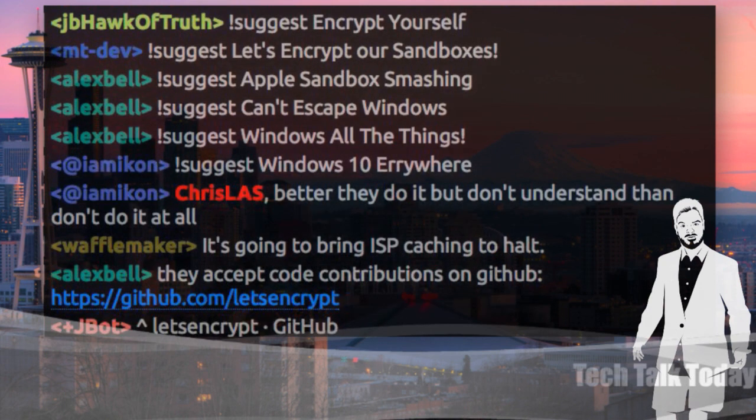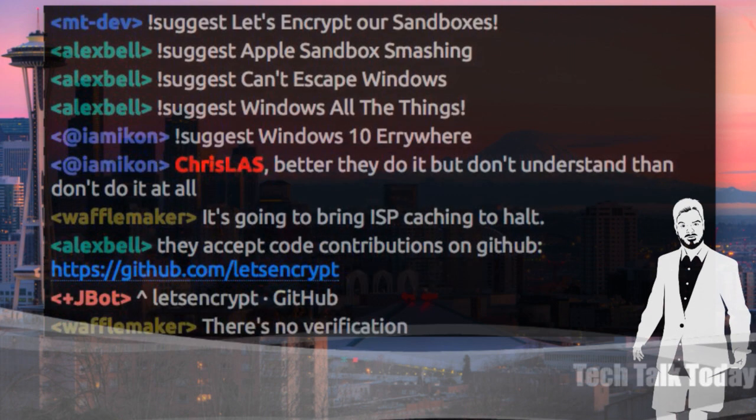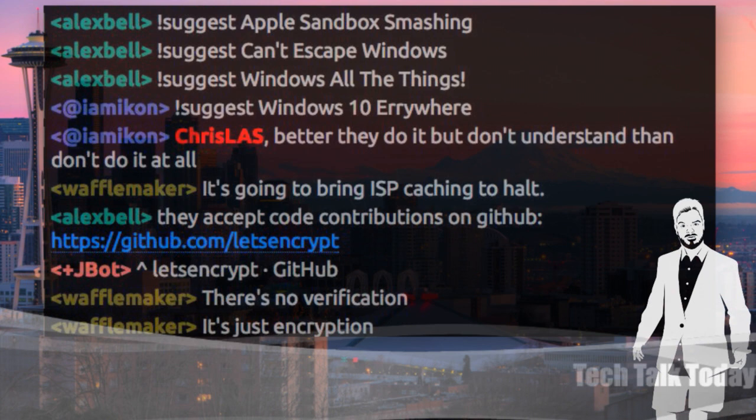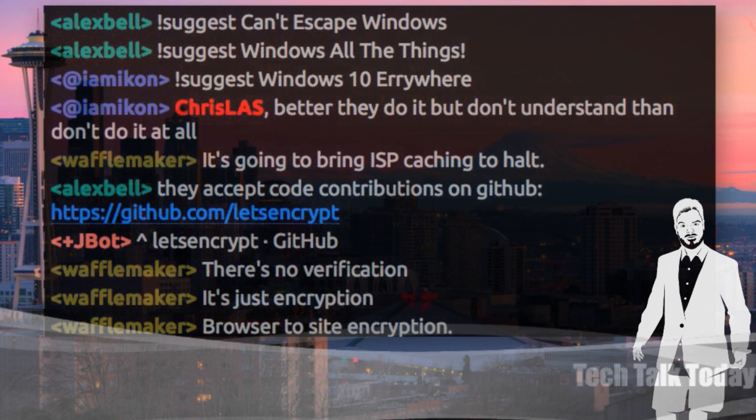Yeah, but how? You've got to tie it to an identity, right? So you're probably going to have to have an account where you've done some. Wafflemaker says there's no verification. Well, this is going to be an interesting experiment. There'll still be a Type 2 and a Type 3 certificate, yes, which you'll have to pay for to get more verification. And Alex Bell in the chat room points out that they are also on GitHub, Let's Encrypt, if you would like to contribute.